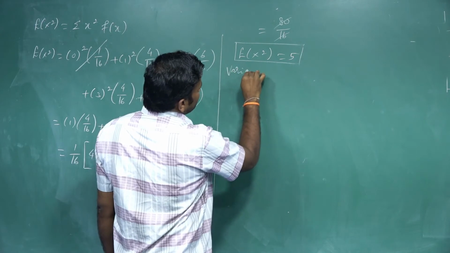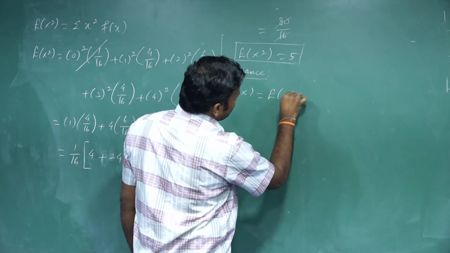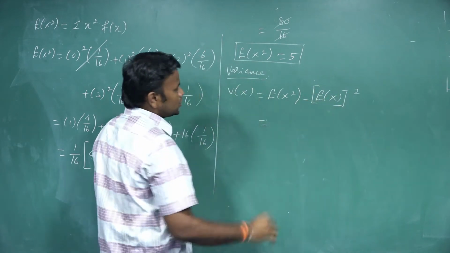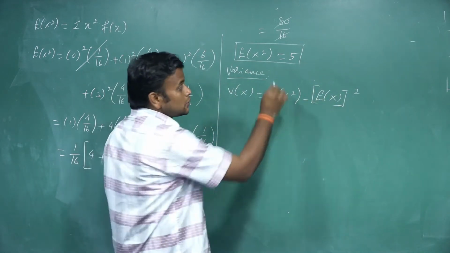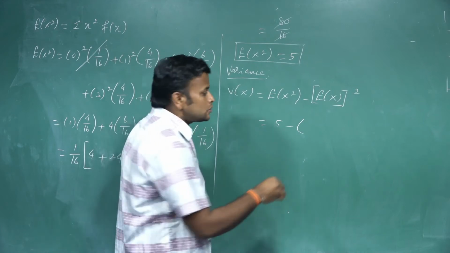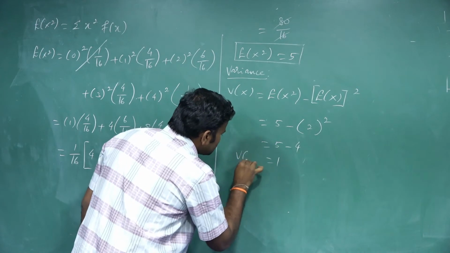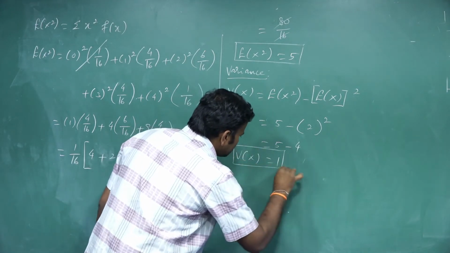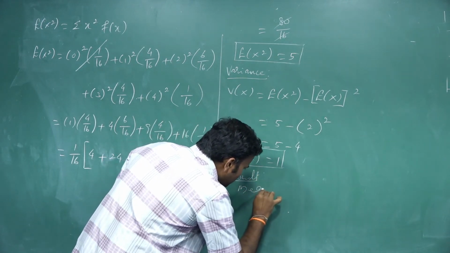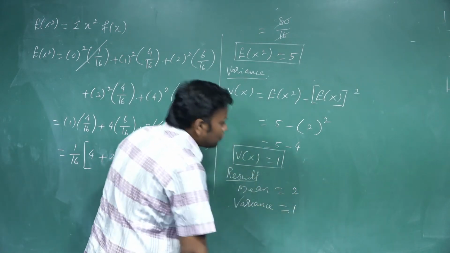Now we write the formula of the variance. V of x is equal to E of x square minus E of x the whole square. Expectation of x square, E of x square is 5 minus, we already found the value of the mean. The value of the mean is 2 square. So 5 minus 4 is 1. So V of x value is 1. So in result, the value of mean is equal to 2 and the value of the variance is 1.